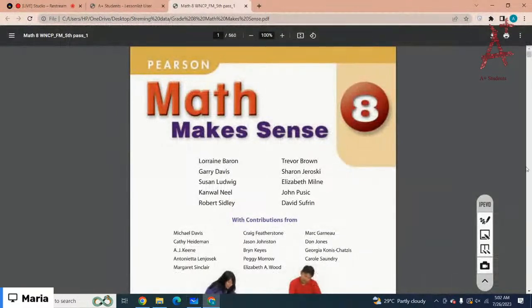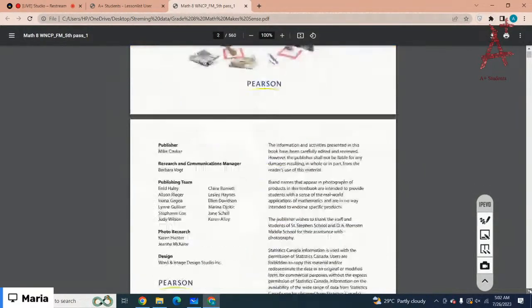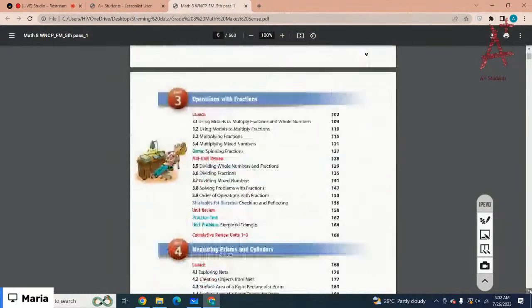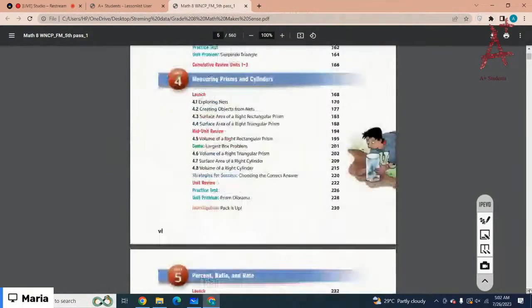So we are working on chapter 4, that is measuring prisms and cylinders. So we're going to cover 4.6, 4.7 and 4.8 today. They are volume of a right triangular prism, surface area of a right cylinder, and volume of a right cylinder. So let's just start with 4.6.